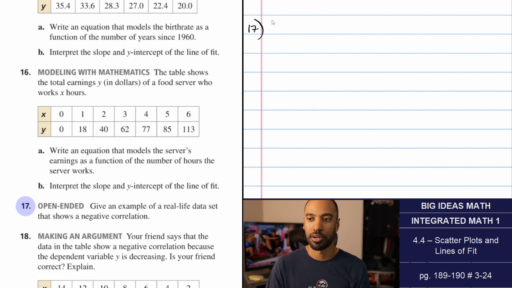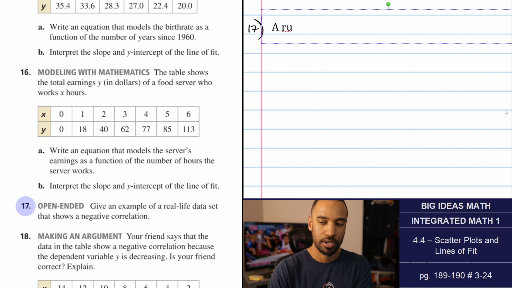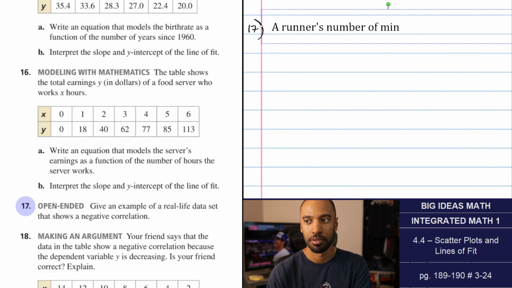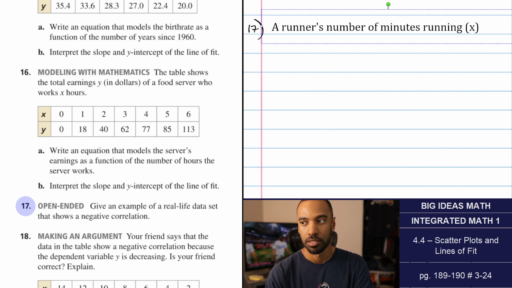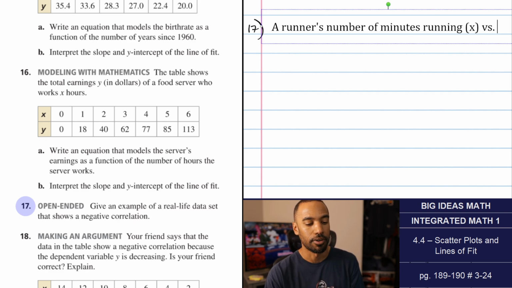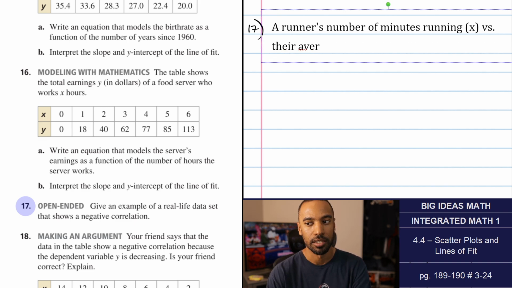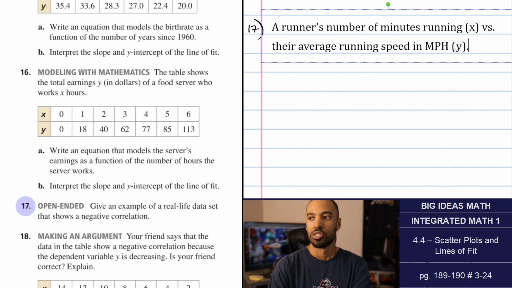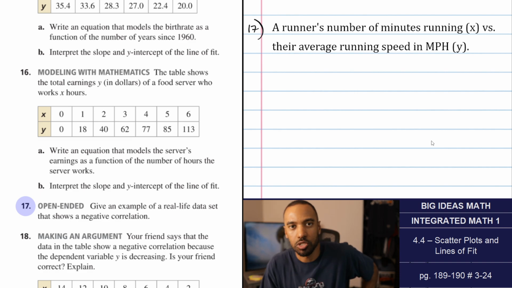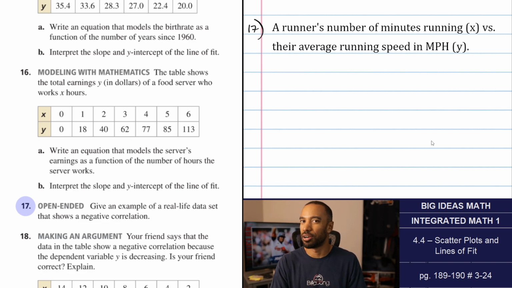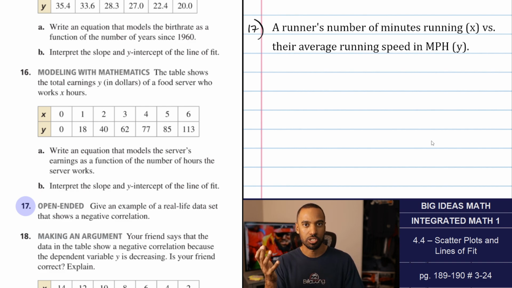Okay, I'll do this. A runner's number of minutes running, x. So that's the independent variable, how long you run, versus, not necessarily against, but just what it's compared to, versus their average running speed in miles per hour, and that's y. So that would be negative, probably, because what would happen is over time, you'd probably lose energy, right? Maybe you start faster and then you slow down.